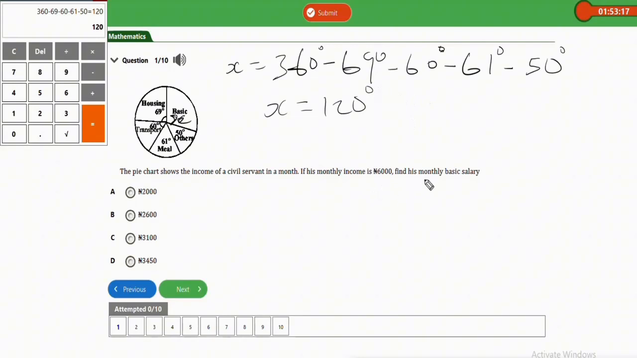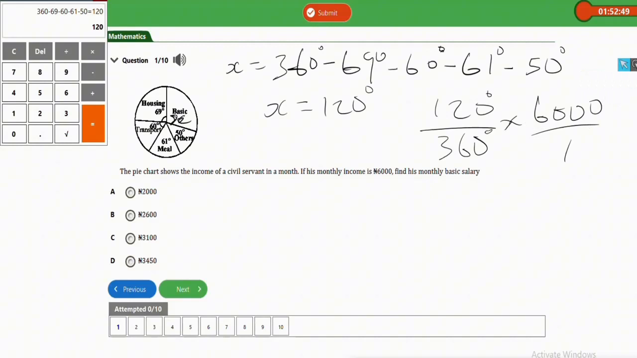Now to get the monthly basic salary, it will be 120 degrees over 360 degrees times the monthly income. His monthly income is 6,000 naira, so times 6,000 over 1. Alright, so let's punch this in the calculator and see what it's going to give us.